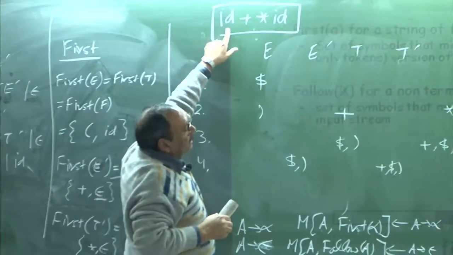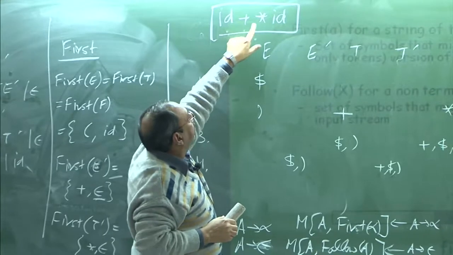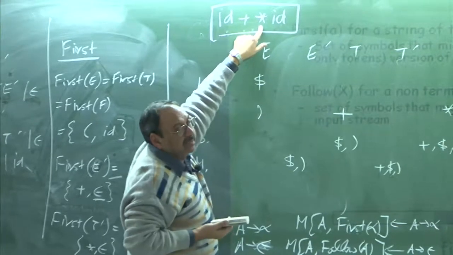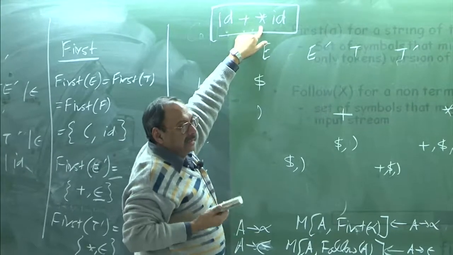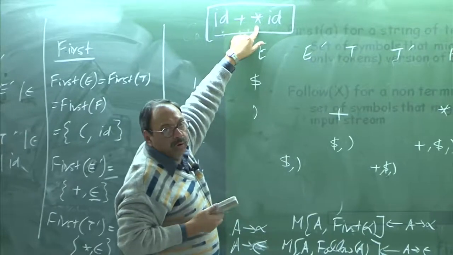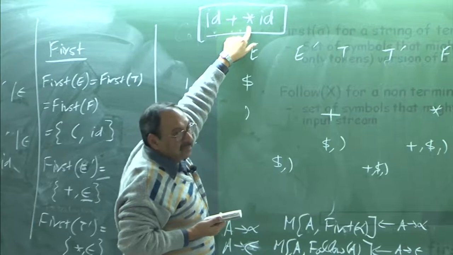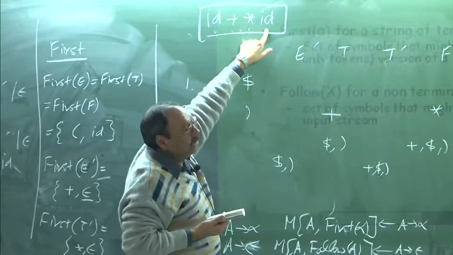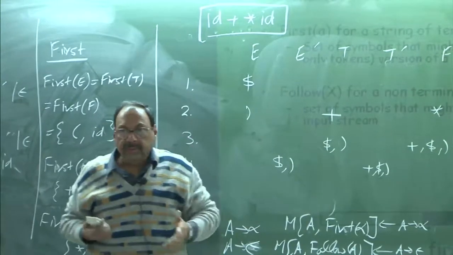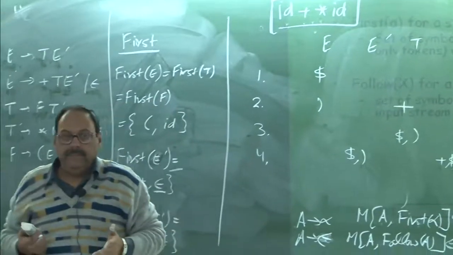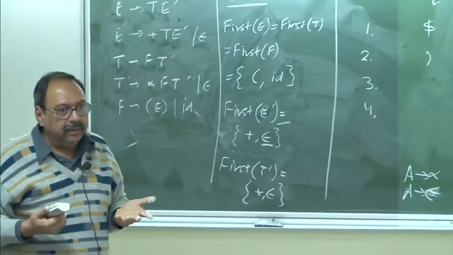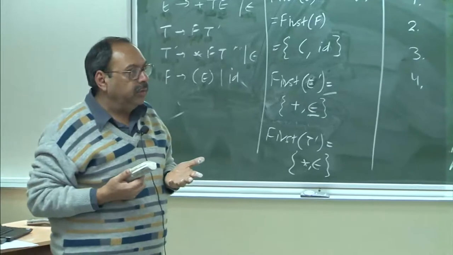But suppose I say ID has been consumed, plus has been consumed, then I see star here. What I was expecting was something else. I could either have got an ID here, or I could have got a left parenthesis here. Nothing else was valid, okay? So if I discard this input, and I reach this, can I continue parsing? I can, right?